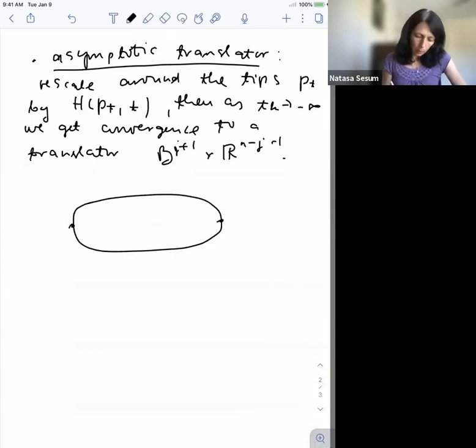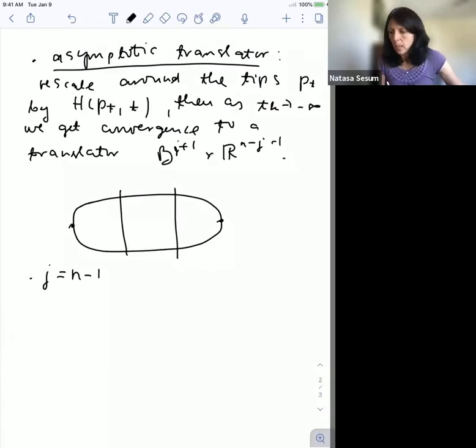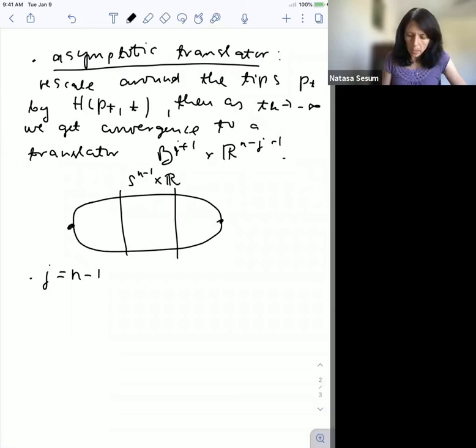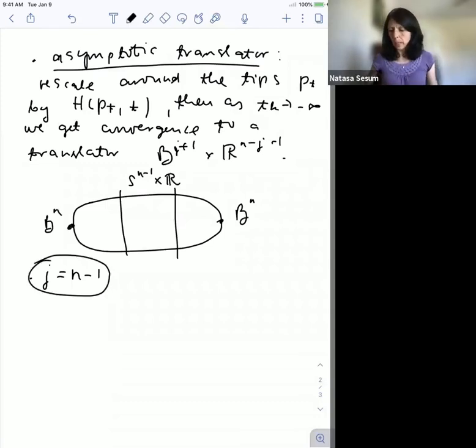Okay, and we will focus on the case when j is equal to n minus 1. In which case, after parabolic rescaling, you will just see a round cylinder S^{n-1} cross R, and around the tips, if you perform rescaling, you will just see the n-dimensional bowl soliton in this case. And that will be our focus.